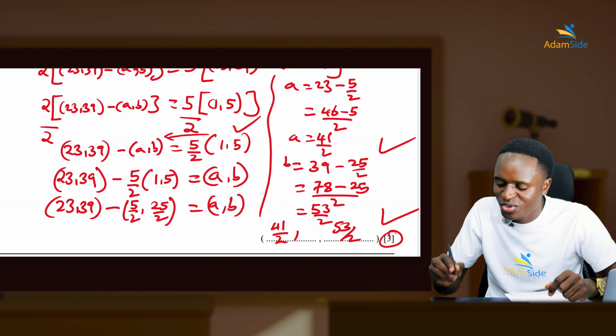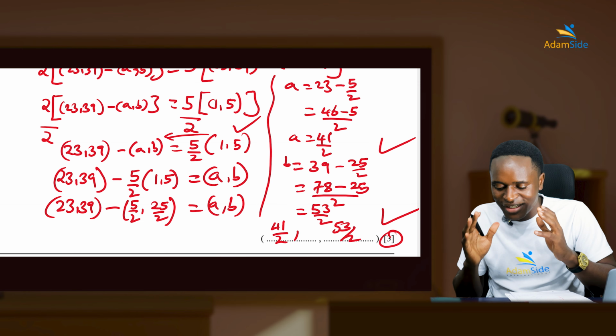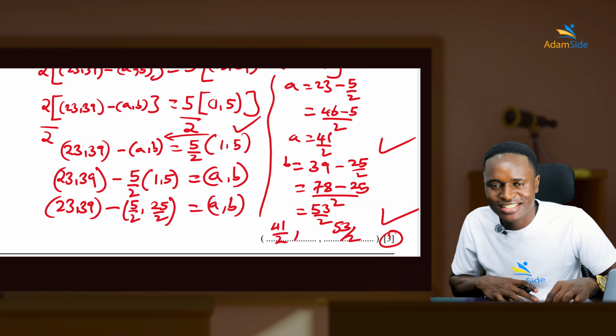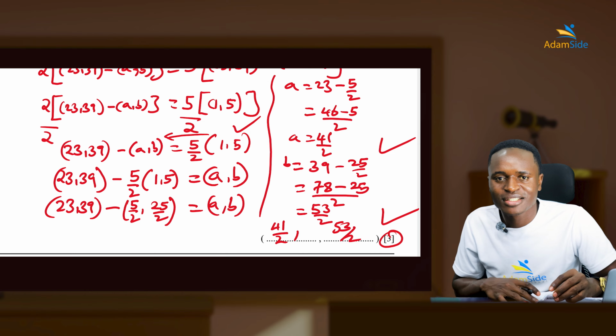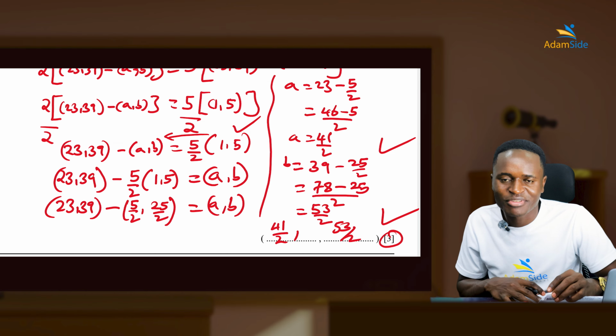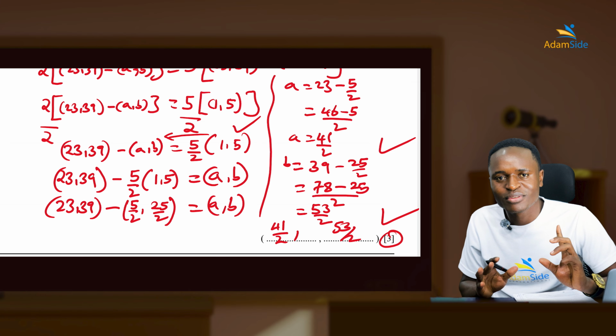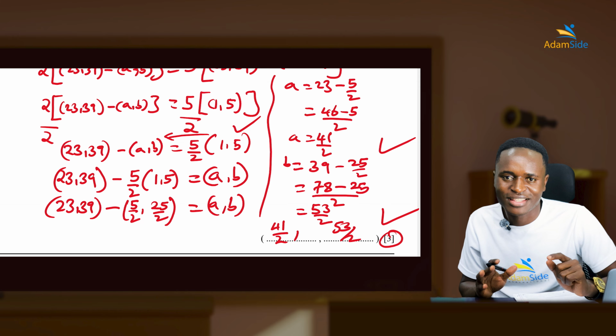And this is how you solve it, champion. This was IGCSE extended paper May-June 2025 variant 3. The questions were very simple from variant 1, variant 2, and variant 3.